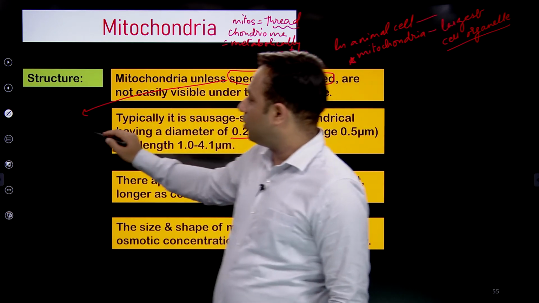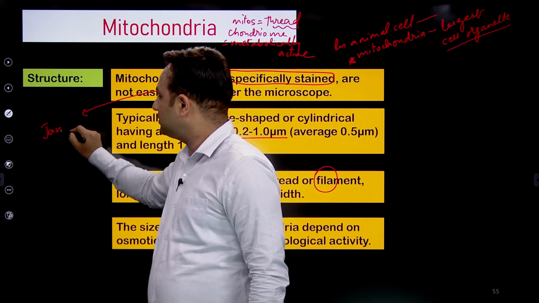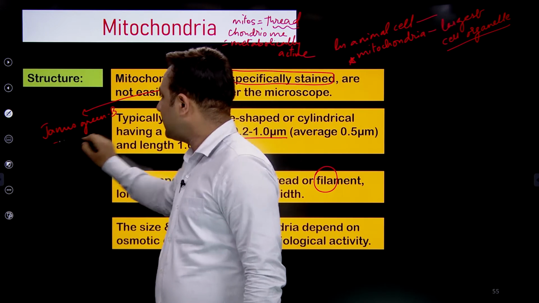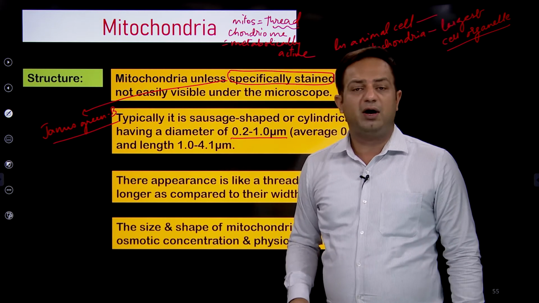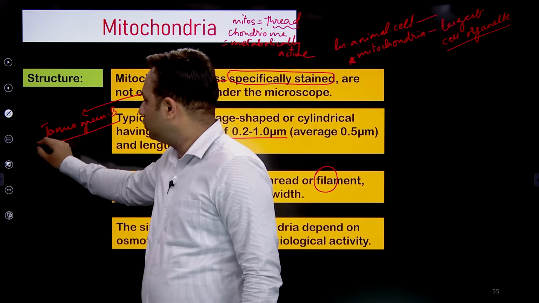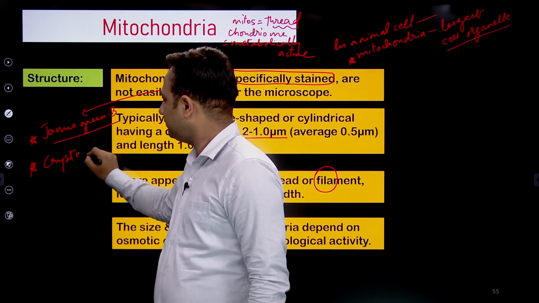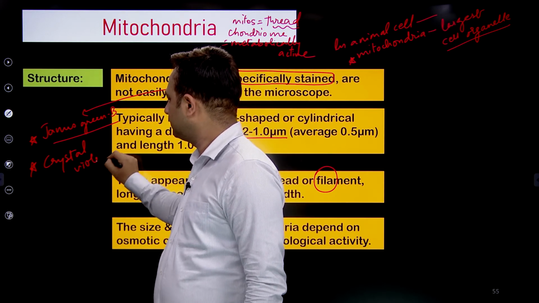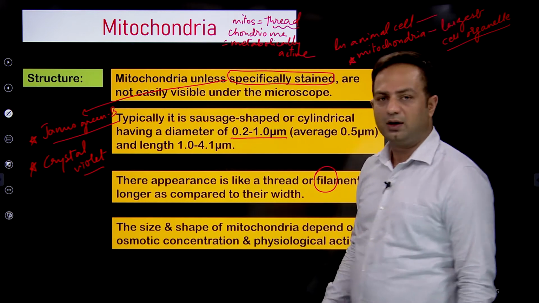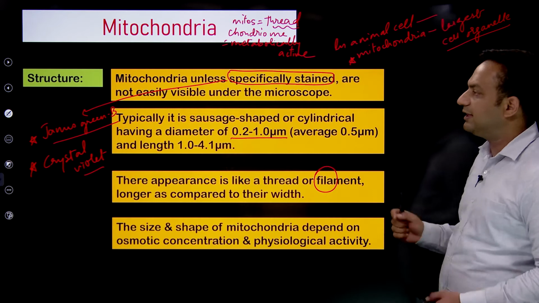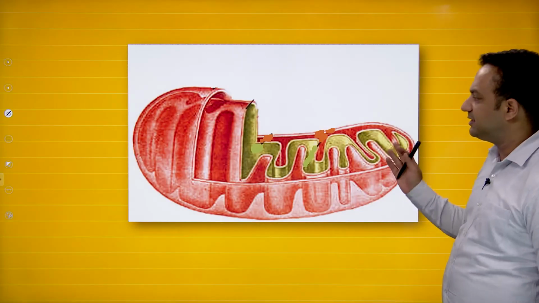If they are specifically stained, the question is how the mitochondria get stained, and what stain is used. Mitochondria is usually stained by using Janus green B, a dye which is used for staining mitochondria, or you can use crystal violet. Next, the other things about the structure itself, let's see in the diagram.